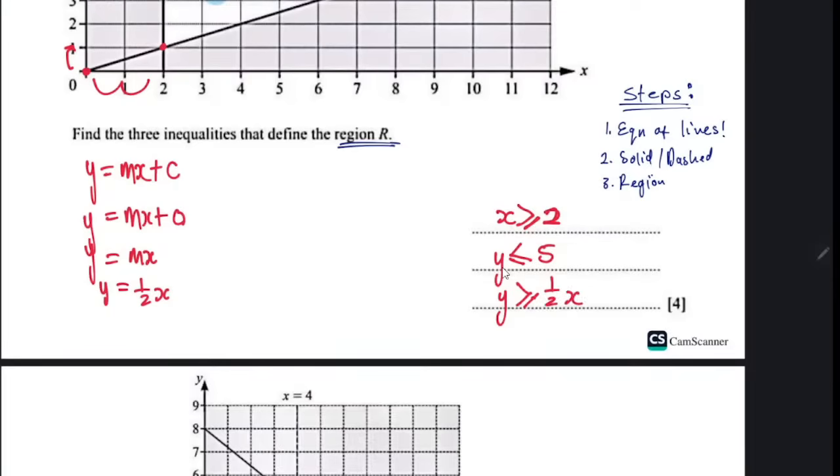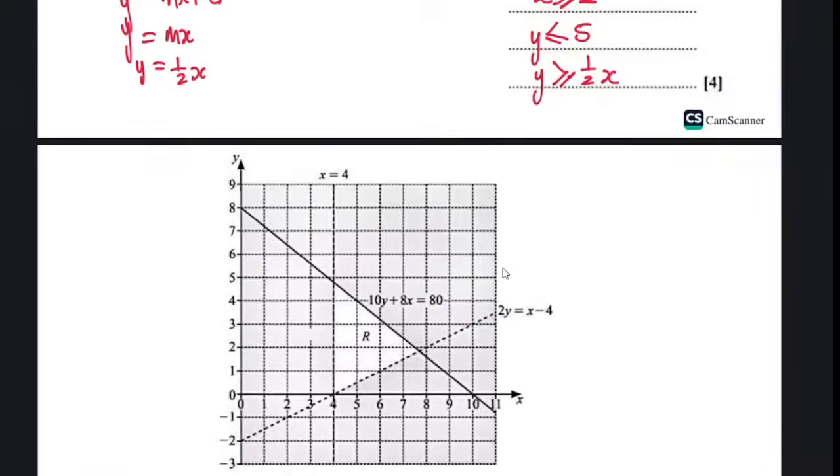So on regions, come on guys, don't let me down. You have the equations of the line, you can do the regions.